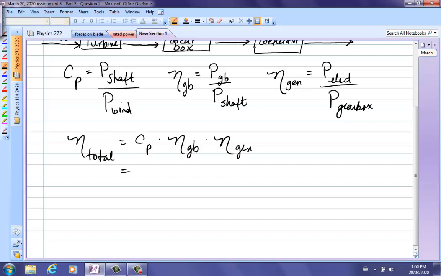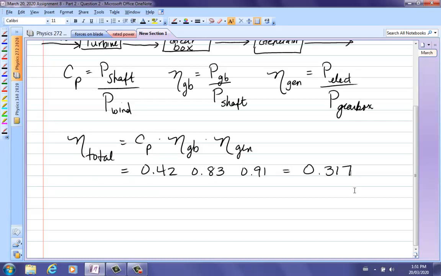Okay, and we were given all these numbers in this problem. So the power coefficient was 0.42, the gearbox 0.83, and then the generator 0.91. So those are typical values for a fairly large machine. And so the overall efficiency for this turbine, when you multiply those three together, becomes 0.317. So about 32% of the power in the wind actually goes into electricity. But that's okay, the power in the wind is free.